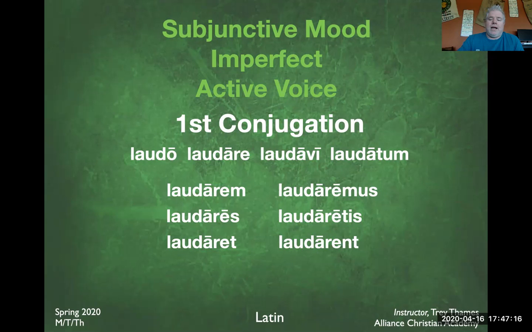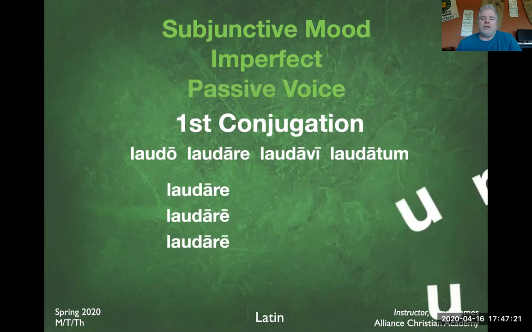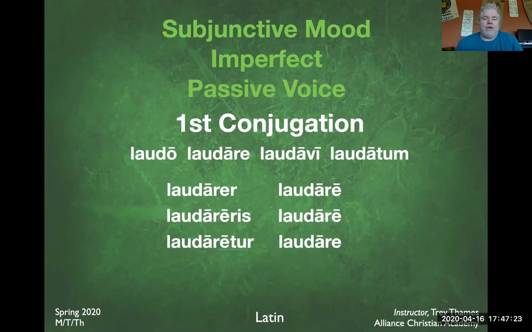It's pretty easy. And then in the passive voice, you simply add your passive endings: r, ris, tur, mur, mini, ntur. And so you come away with laudarer, laudareris, it's hard to say, laudaretur, laudaremur, laudaremini, laudarentur. There you go. It's almost hard to say. But that's how you form the passive. It's just the infinitive plus the passive endings.